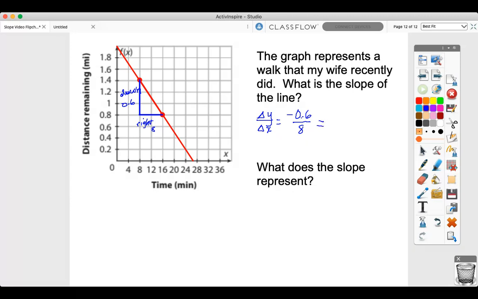So multiply by 5, we're going to end up with negative 3 over positive 40. The reason I did 5 is so that I didn't have to reduce. I could have done 10. That would give us 6 over 80, but then we'd have to reduce by 2 to end up with negative 3 over 40. So our slope is negative 3/40.